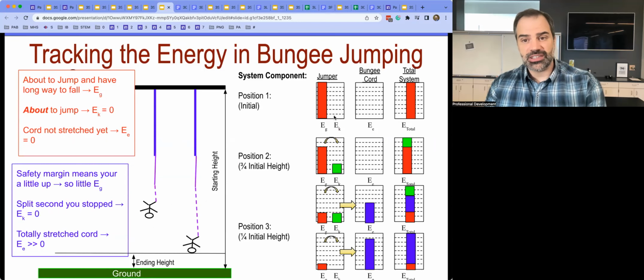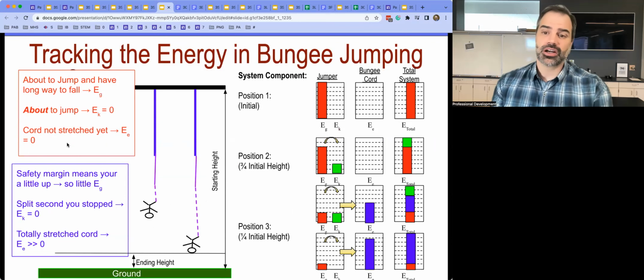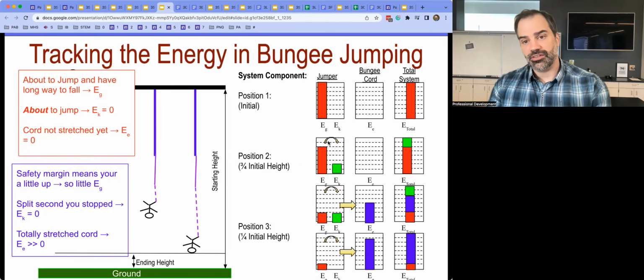And then we even get them to explicitly say, okay, how did we about to jump? So they're not moving, so E_K is 0. The cord is not stretched, so E elastic is 0. That's what we mean by annotate. Mark this up.